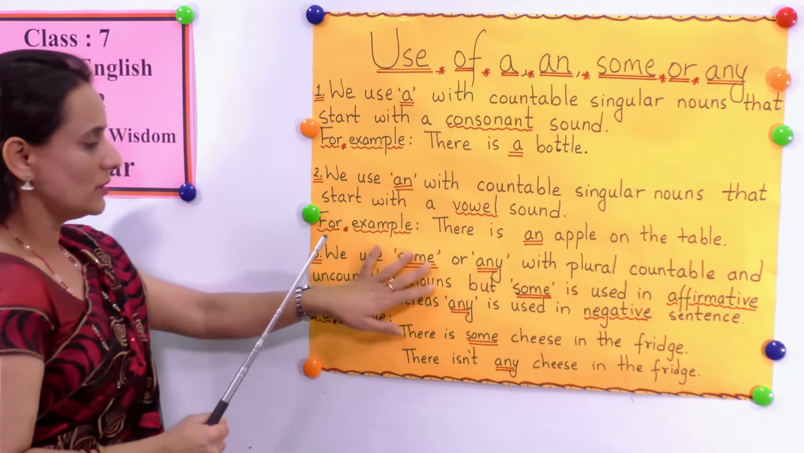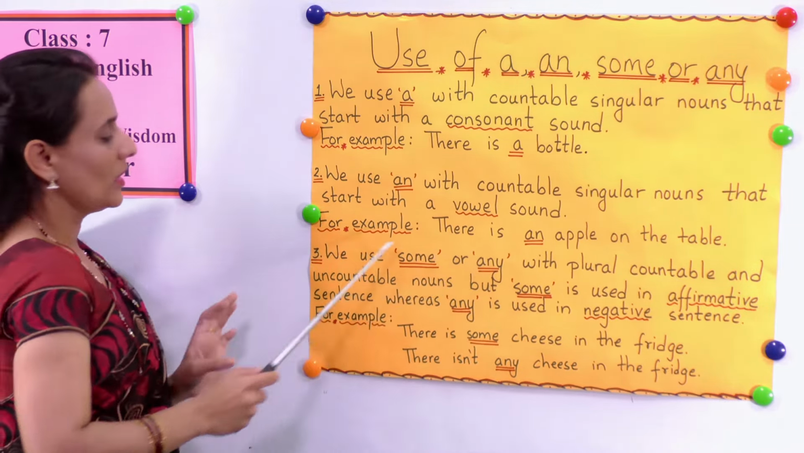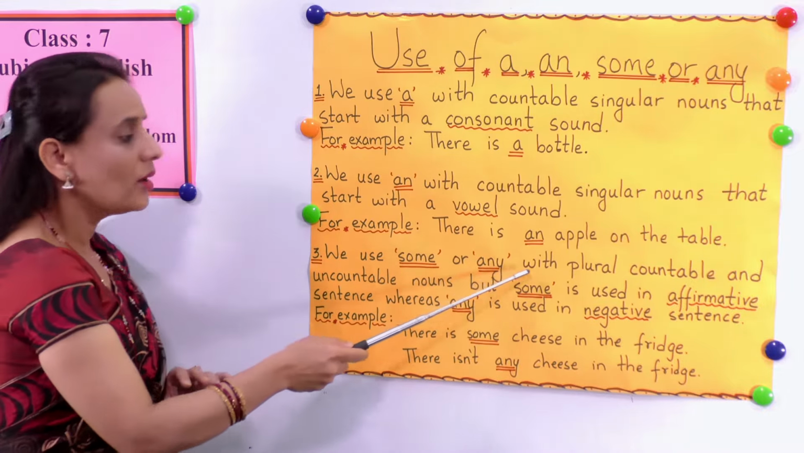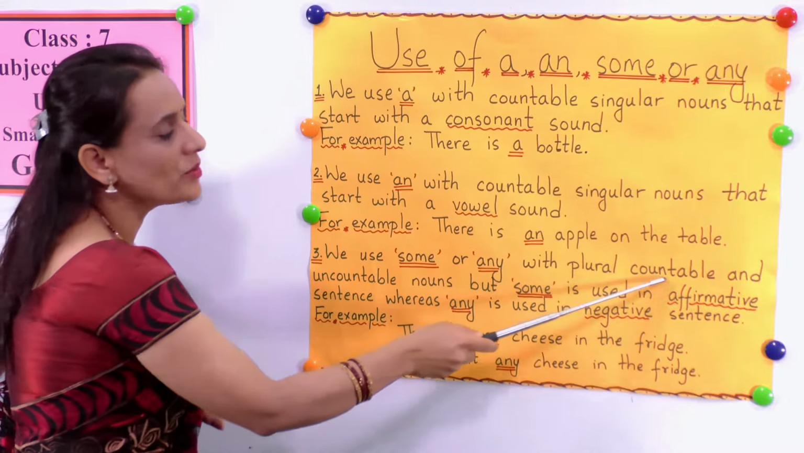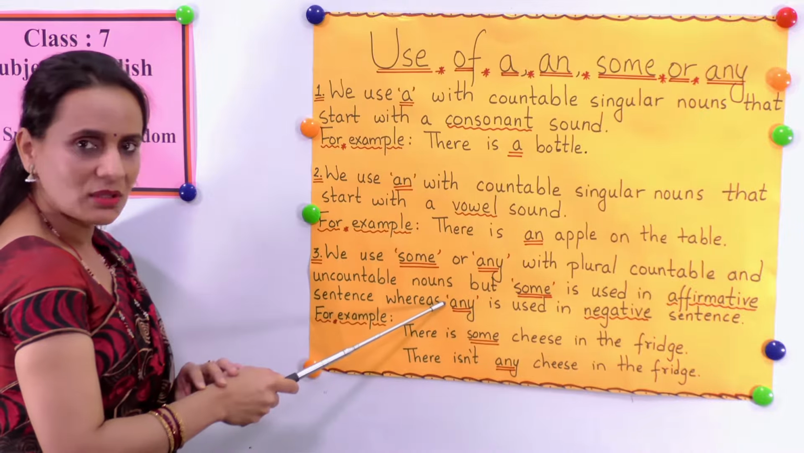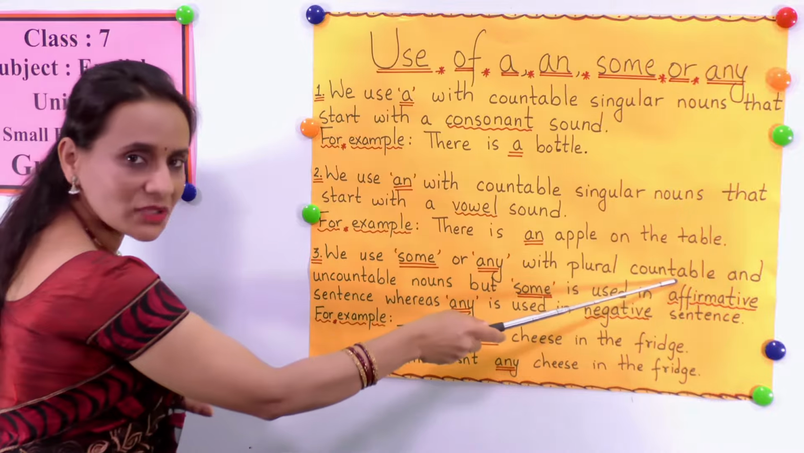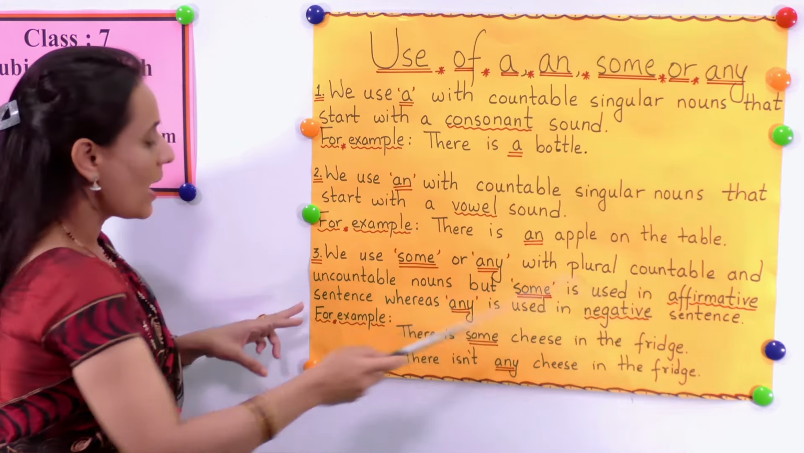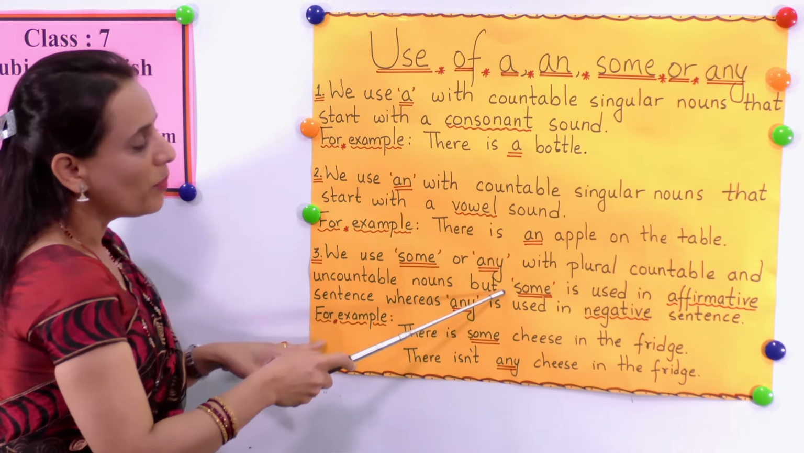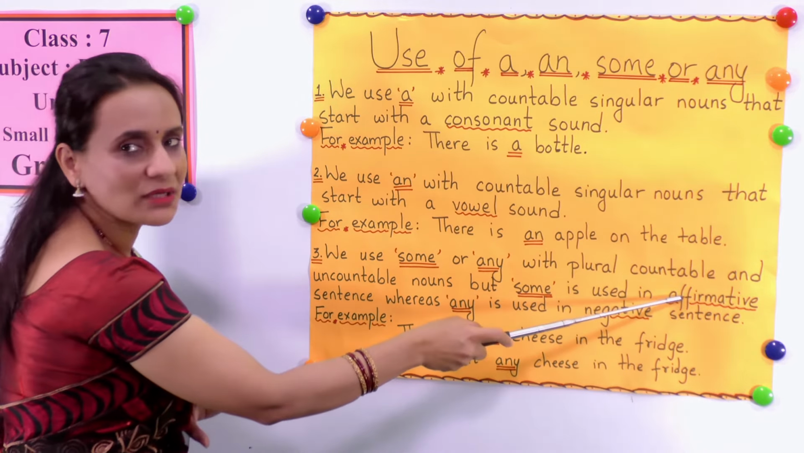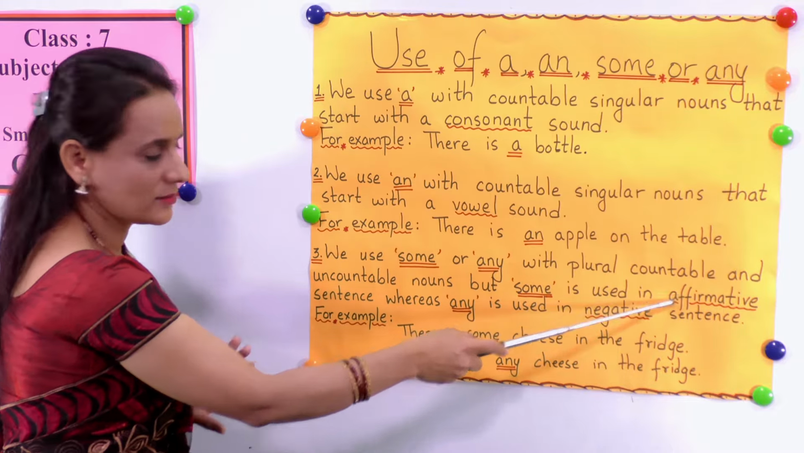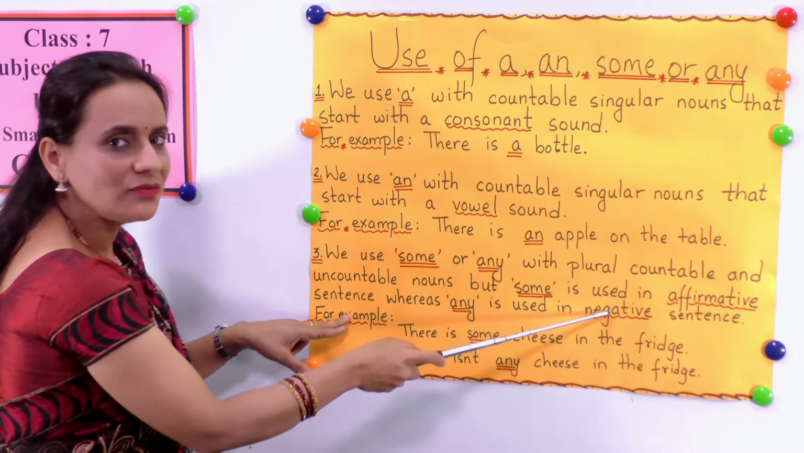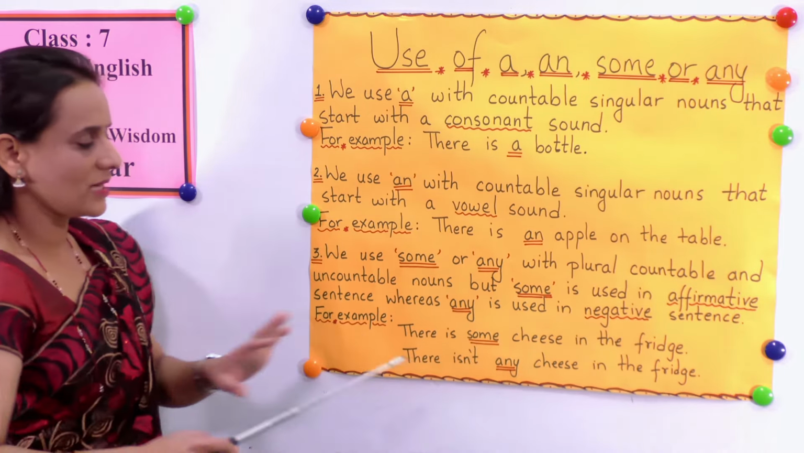Now another, see, some and any. We use some or any with plural countable and uncountable nouns. Understood? Plural countable and uncountable nouns. But some is used in affirmative, that means for positive sentences, whereas any is used in negative sentences. You can see the example here.